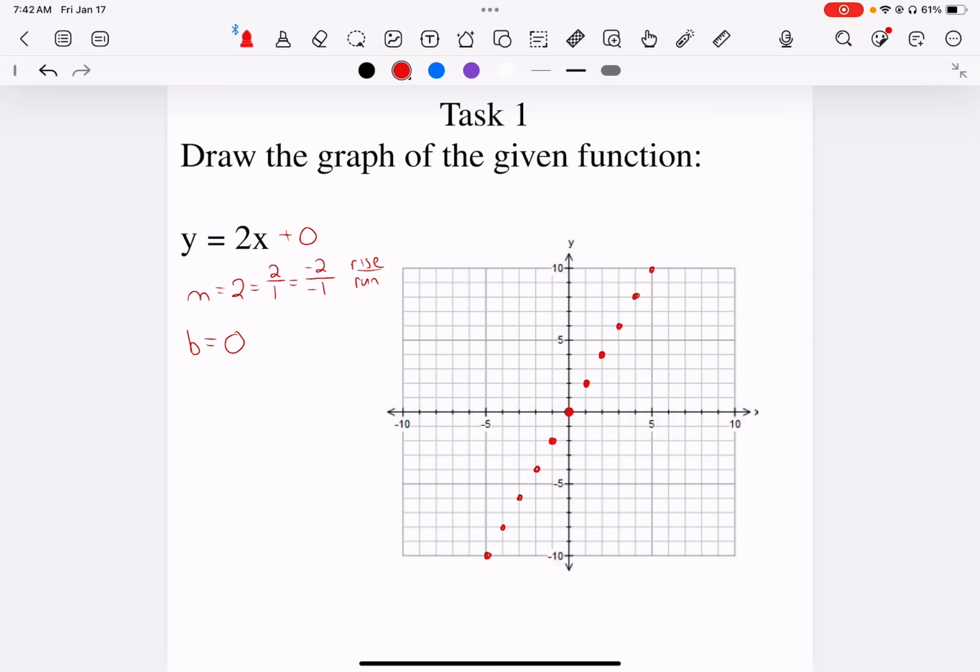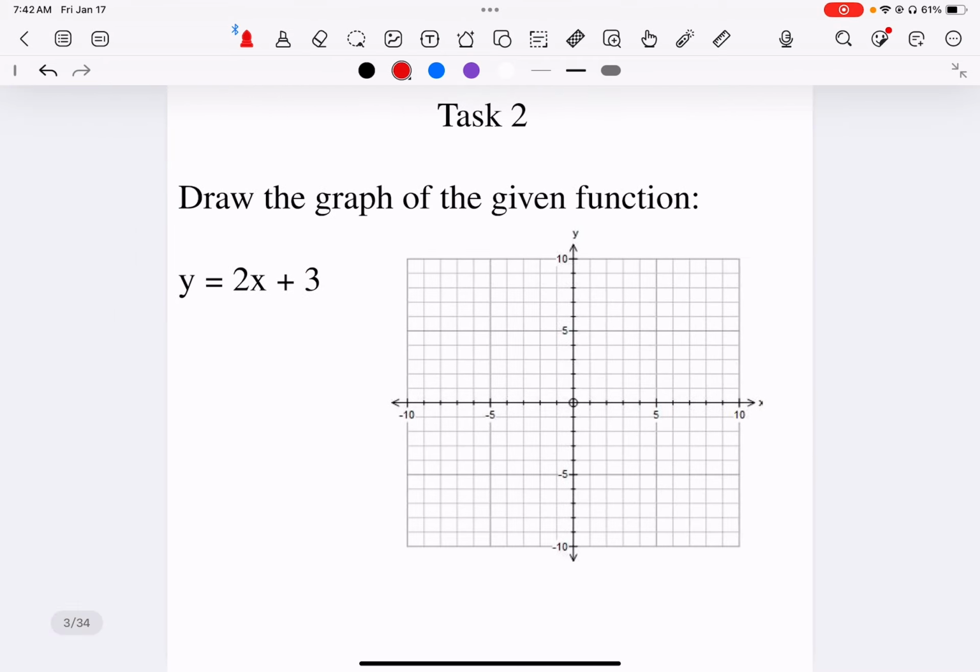The best way to draw your graph is to plot as many points as you can fit on your graph. Then I'm going to draw a straight line through all of those points, go through my graph, put arrows at the end, and make sure I label it. So this is y equals 2x.